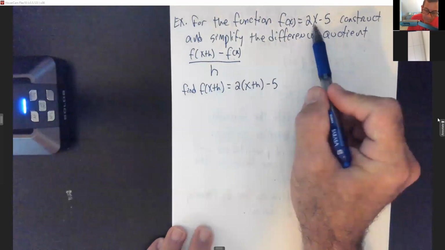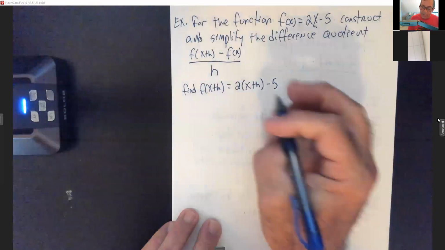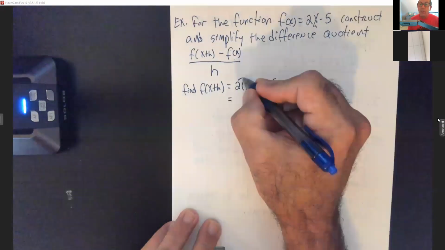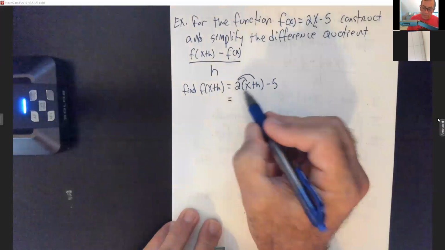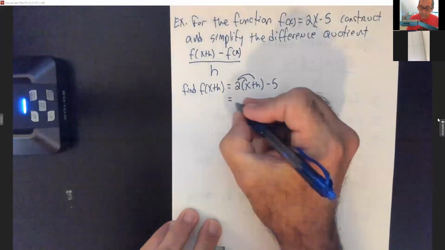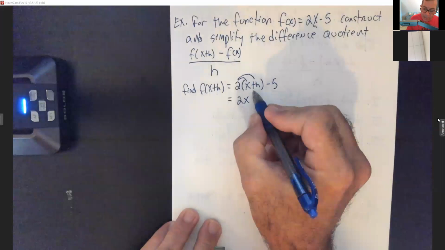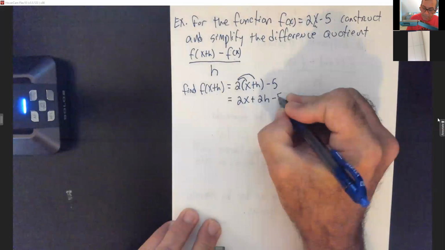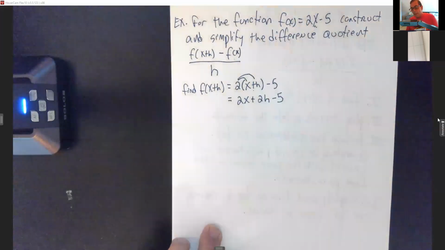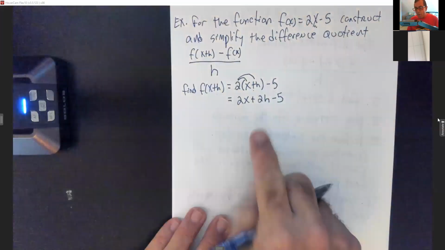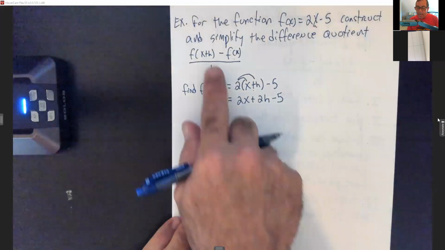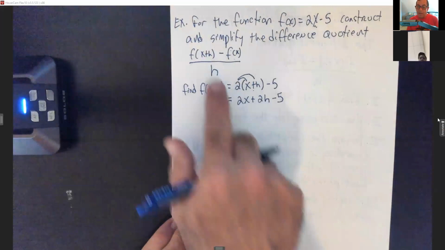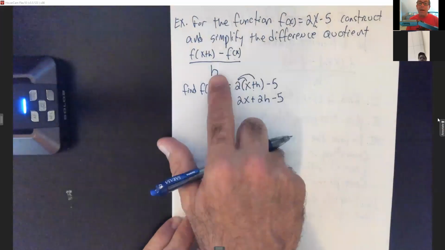Now, you want to simplify this by removing parentheses. So I would remove these parentheses by distributing my 2. So 2 times x is 2x, plus 2 times h is a positive 2h, and at the end is a minus 5. So I cannot simplify this anymore, so I'm going to put everything now into the formula because I know f of x plus h, I know f of x, and I'm going to divide that all by the h.